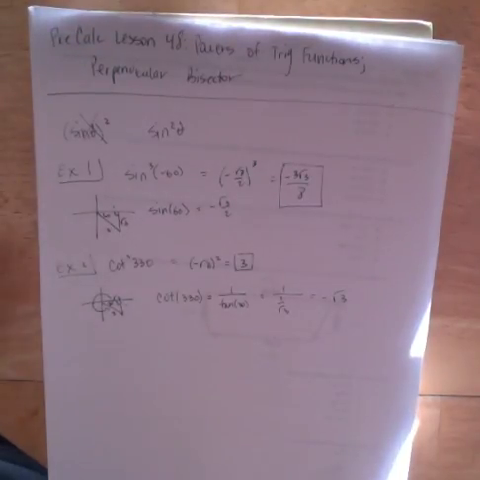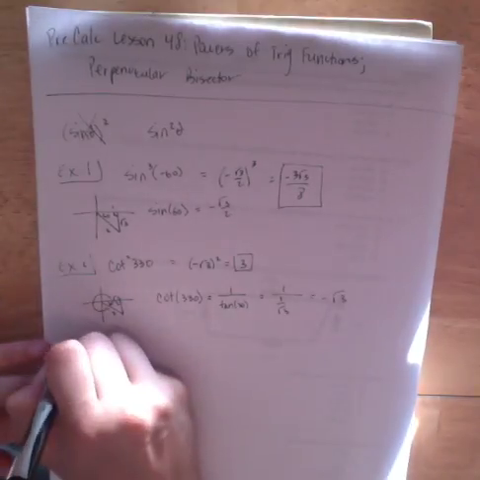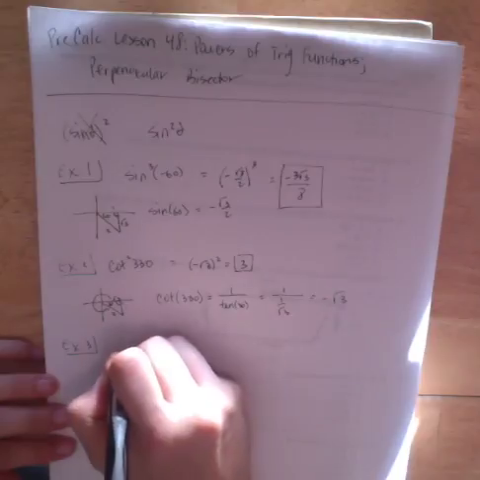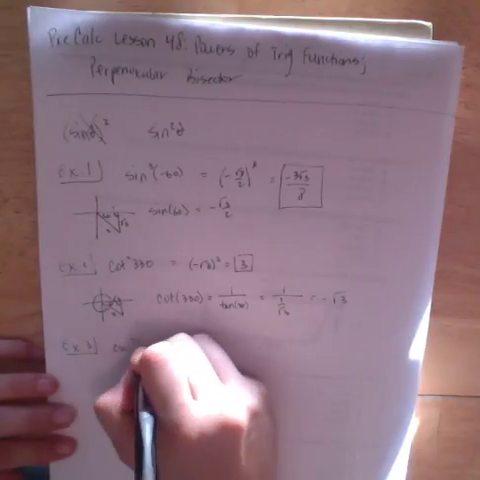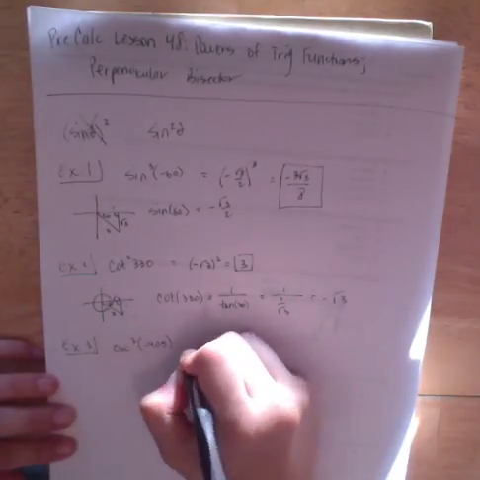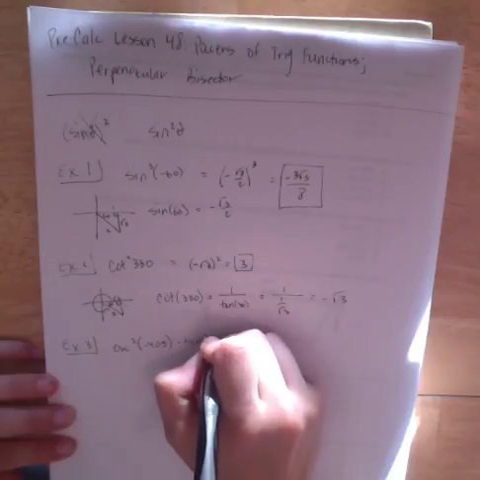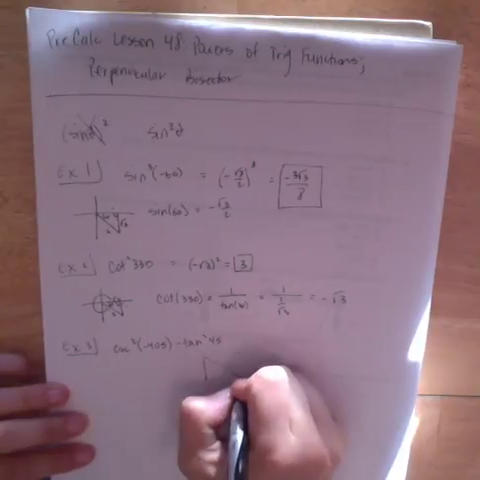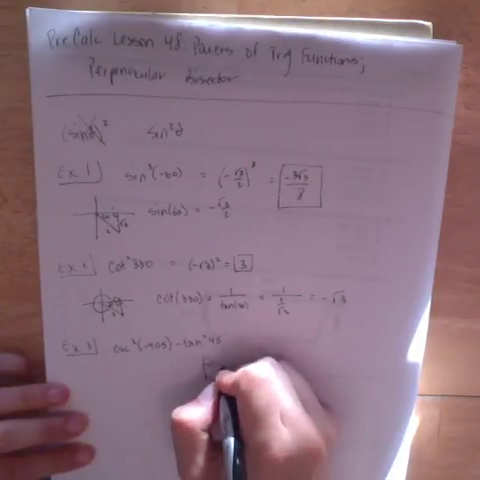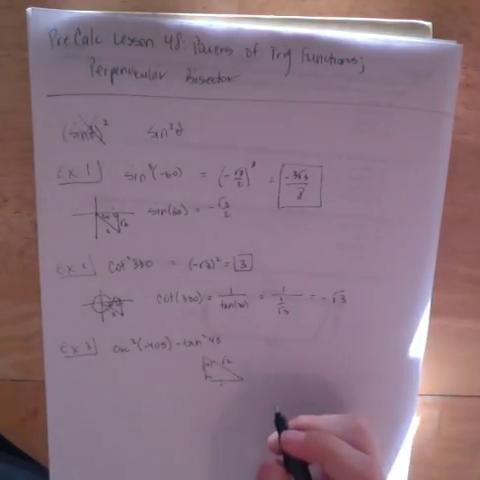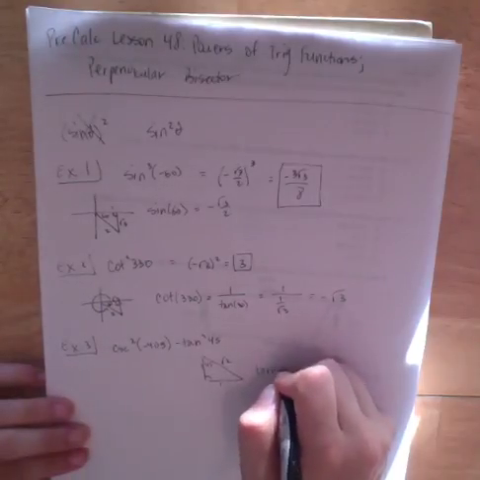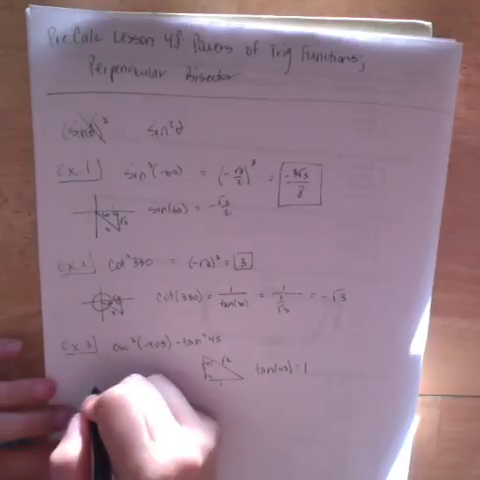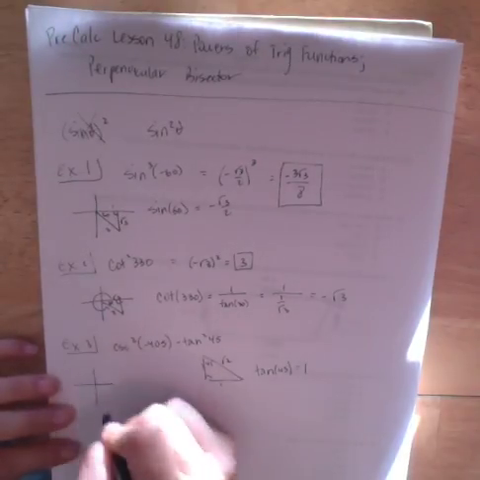Okay, let's do another example. If we had the cosecant squared of negative 405 minus the tangent squared of 45. Well, tangent squared of 45, we know in our 45, 45, 90 triangle, the tangent of 45 is 1. That's kind of the easy portion. Now let's look at the cosecant of negative 405.